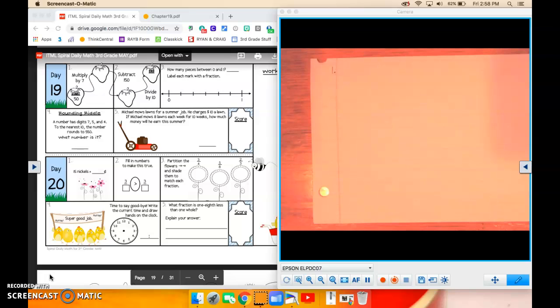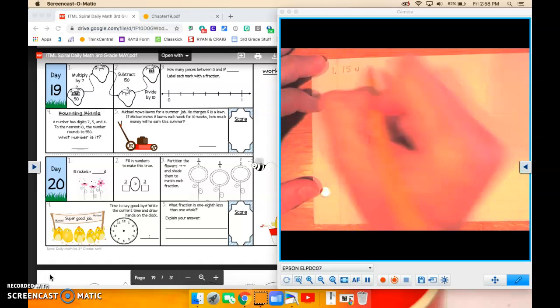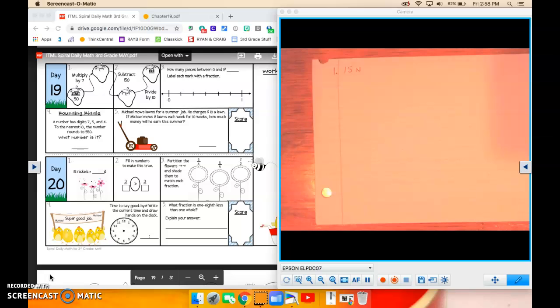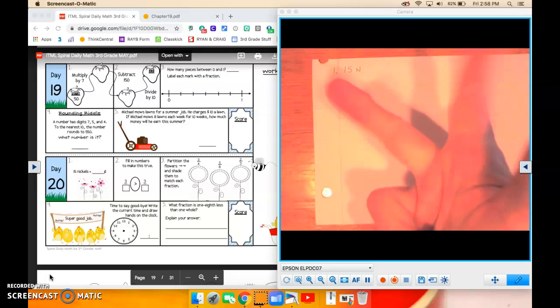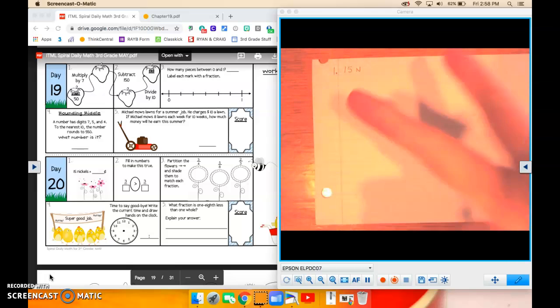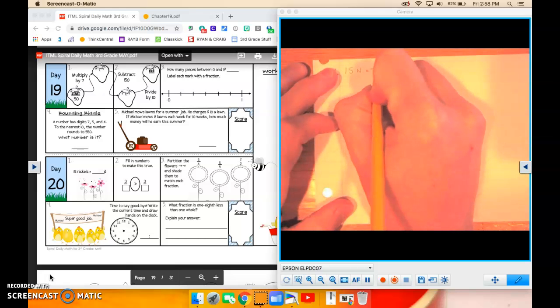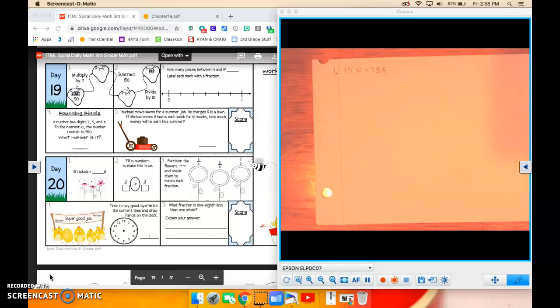Number 1, 15 nickels is how many cents? 15 nickels. How much is that altogether? Well, we could probably count 5 fifteen times. So you could go, okay, help me out here, ready? 5, 10, 15, 20, 25, 30, 35, 40, 45, 50, 55, 60, 65, 70, 75. 75 cents. Whew, that was a lot.